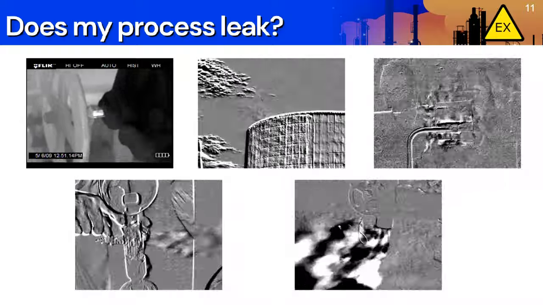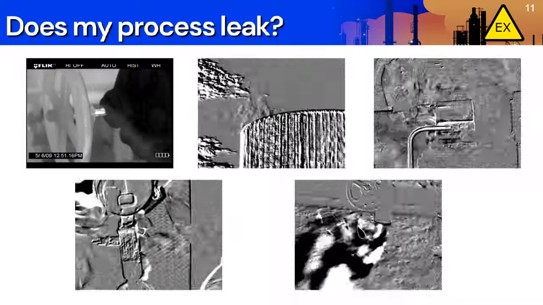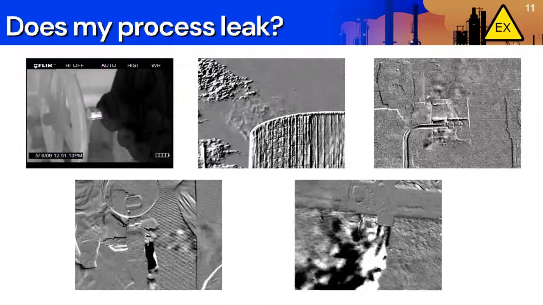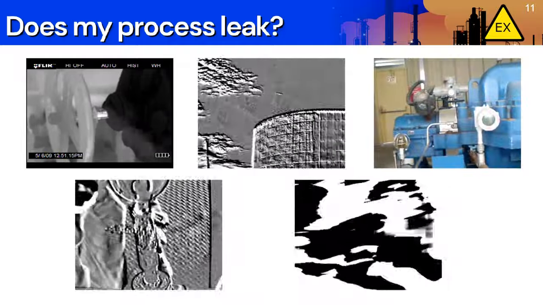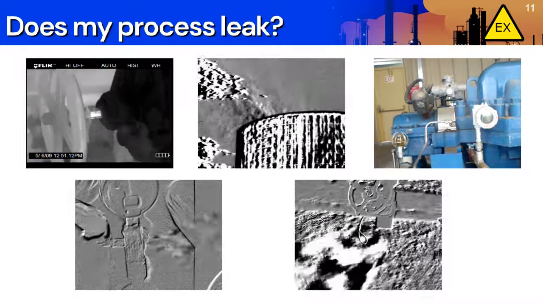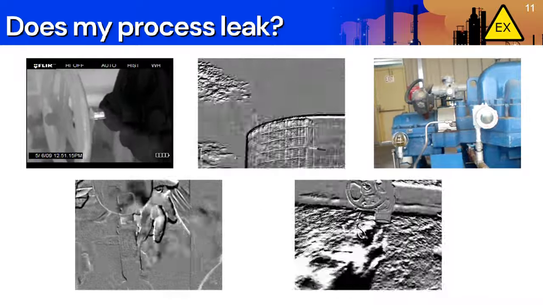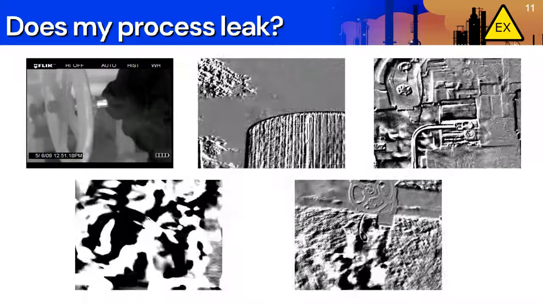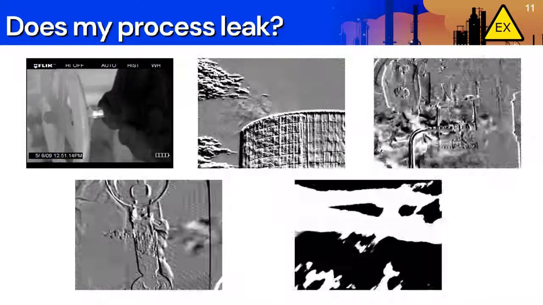Here we can see a variety of release scenarios using a non-dispersive infrared, or NDIR, camera. An NDIR camera can see hydrocarbon releases because hydrocarbons absorb infrared energy when in a vapor state. The videos you see here are from NDIR scans in operating facilities.